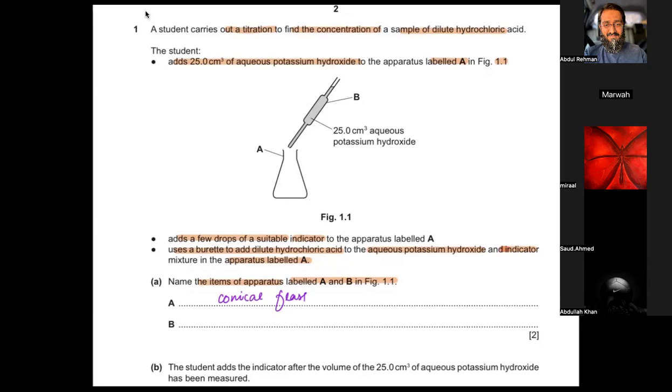Now, next part. A student adds the indicator after the volume of 25.0 cm³ of aqueous potassium hydroxide has been measured. Explain why the student adds an indicator to the aqueous potassium hydroxide.